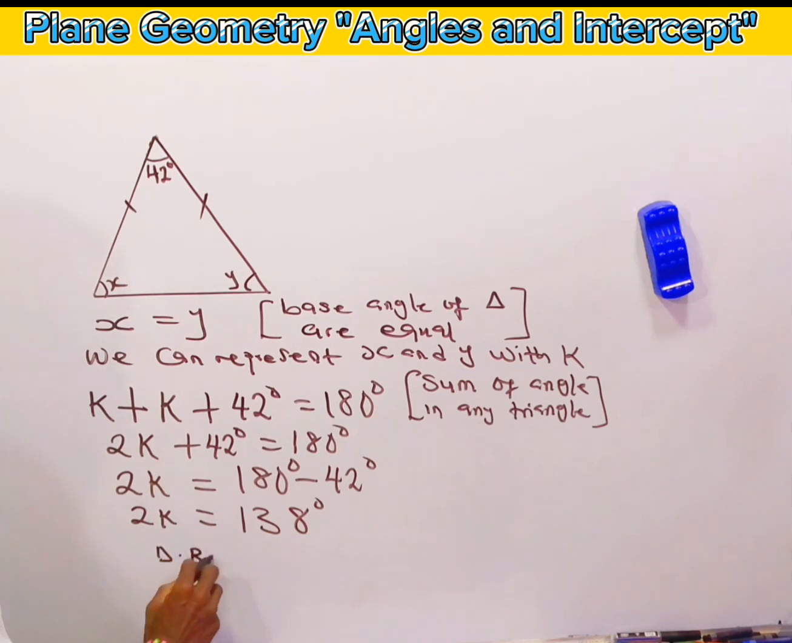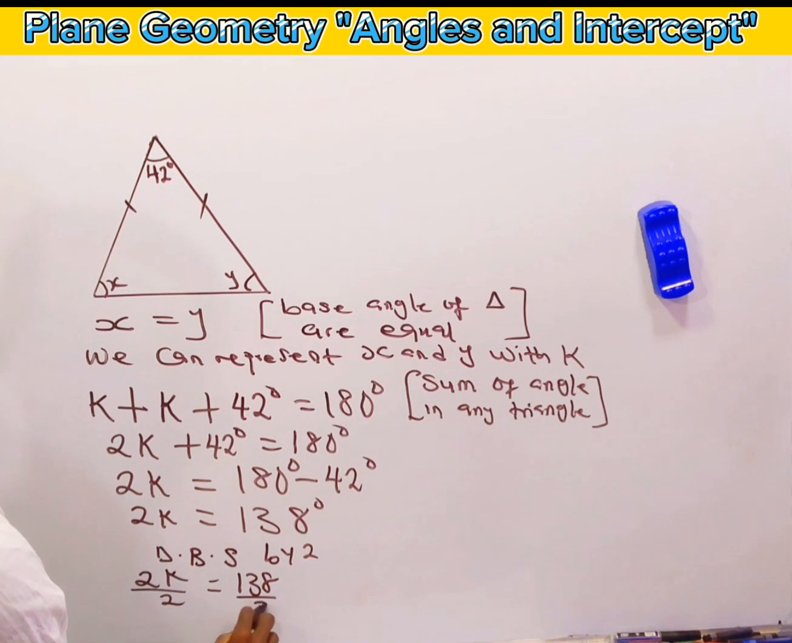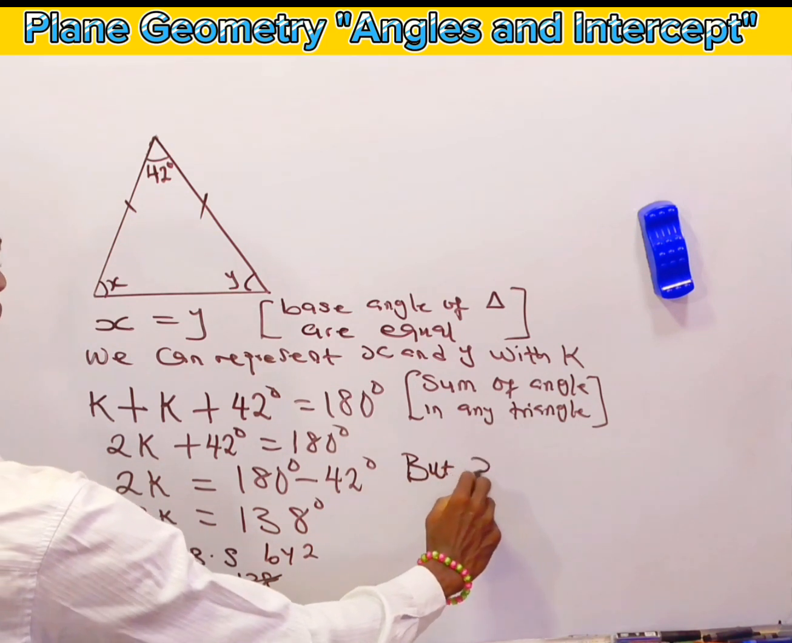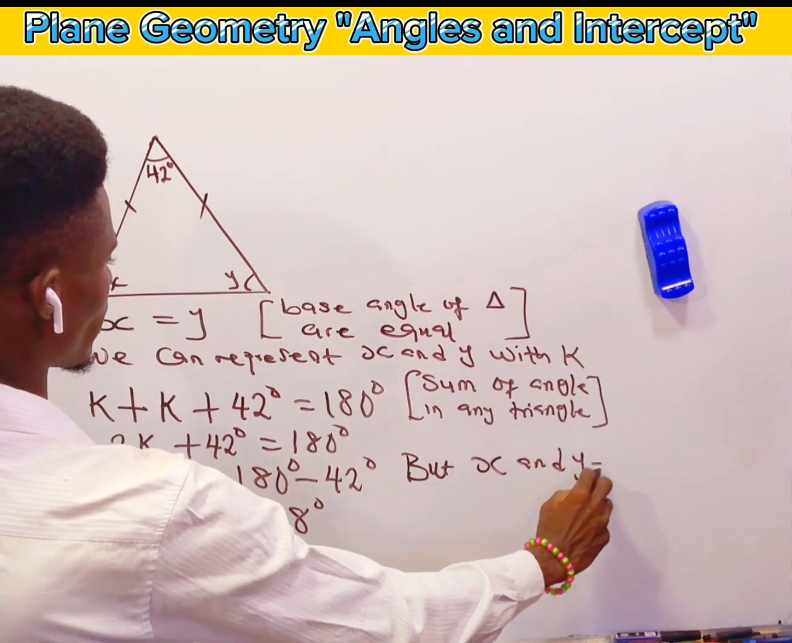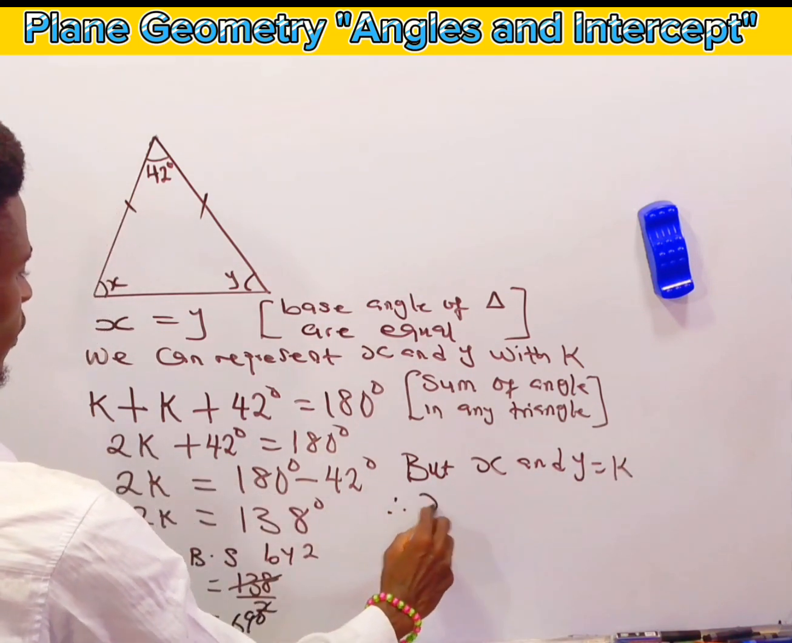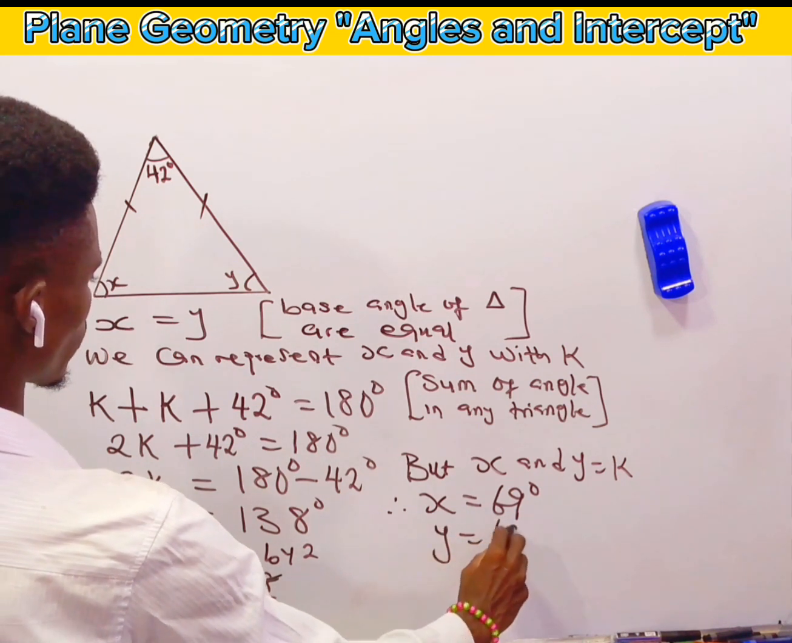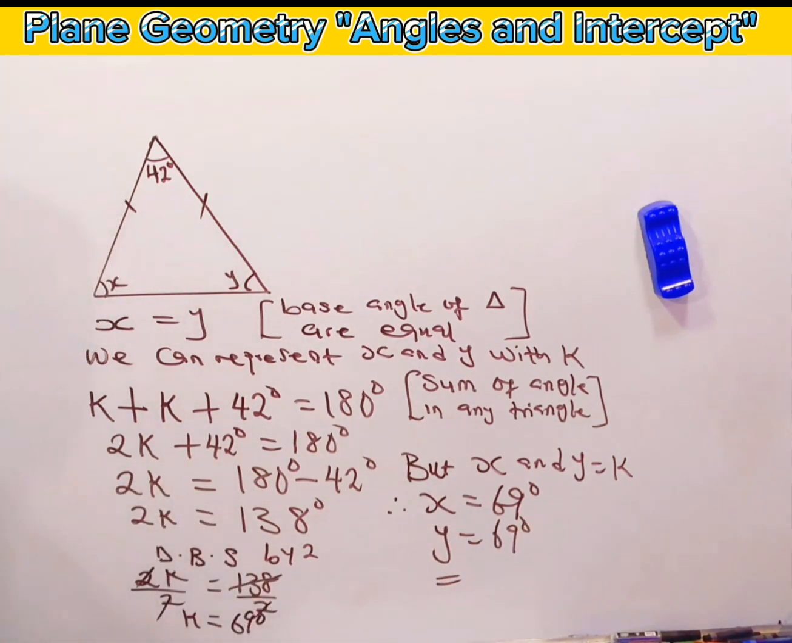Therefore, divide both sides by 2. We have 2K over 2 is equal to 138 over 2. K will be equal to 138 divided by 2, 69 degrees. But X and Y is equal to K. Therefore, X is equal to 69 degrees, Y is equal to 69 degrees.